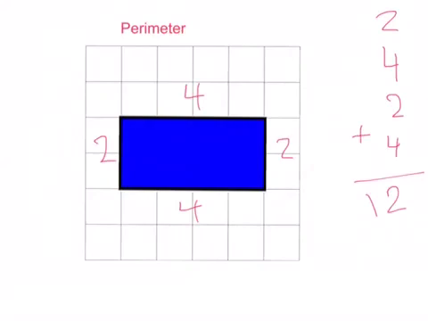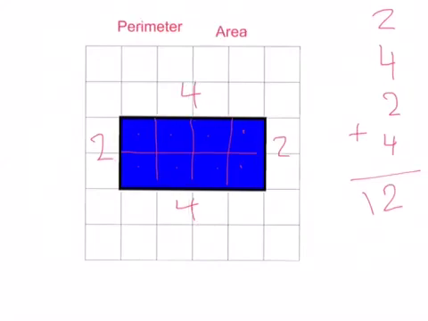And to find the area, you count the boxes on the inside. 1, 2, 3, 4, 5, 6, 7, 8. So finding the area, you can either count the boxes or use your multiplication. We can just see that there are 8 boxes inside, and here's the math. 8 square units is the area. So there's a quick introduction to perimeter and area.